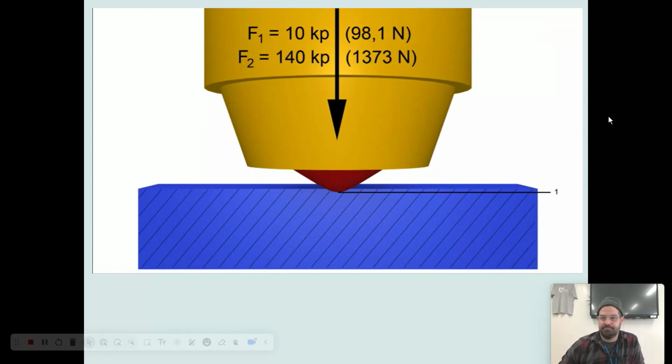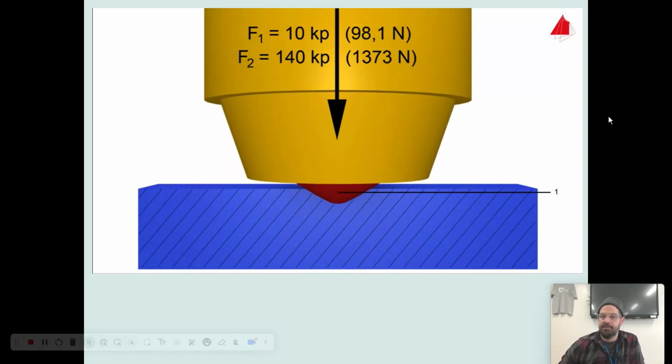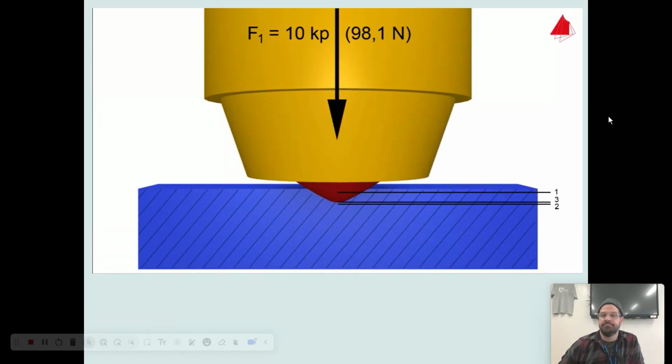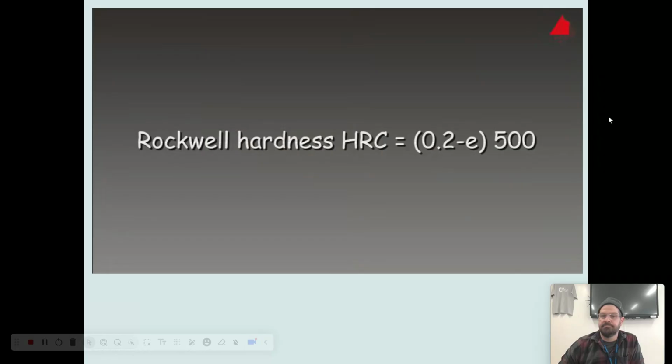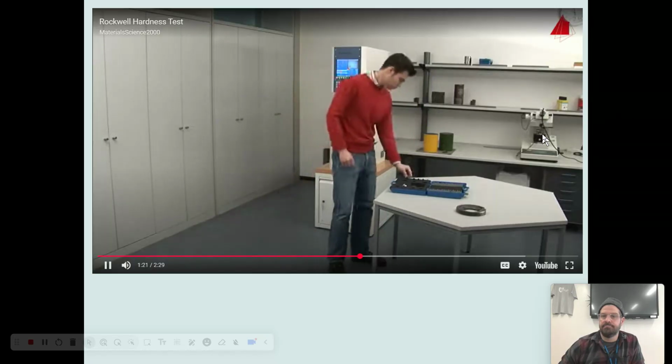In step 2, the test force is increased by 140 kilopons, which is acting as the major force. This means that an overall force of 150 kilopons is now acting on the indenter, and this force is held for a certain time. In step 3, the major force is removed again. While the minor force is still acting, the permanent increase in depth of indentation E is measured. This is how the Rockwell hardness is calculated. Rockwell hardness HRC is equal to (0.2 minus permanent depth of indentation E in millimeters) times 500. Let's take a look at how the test is carried out in practice.